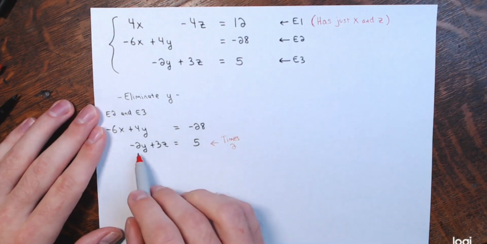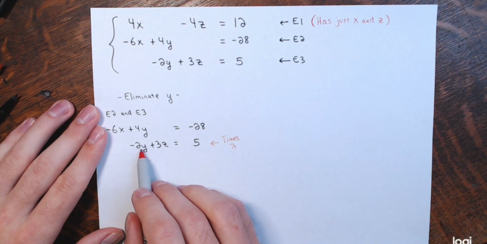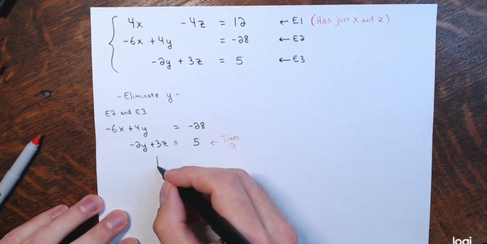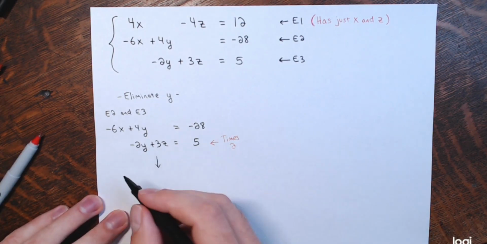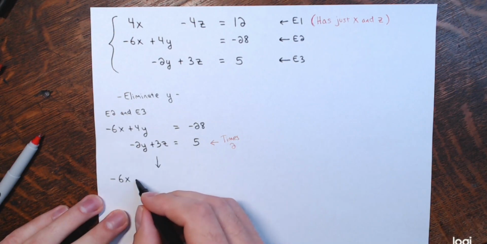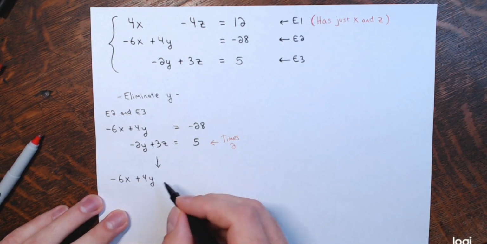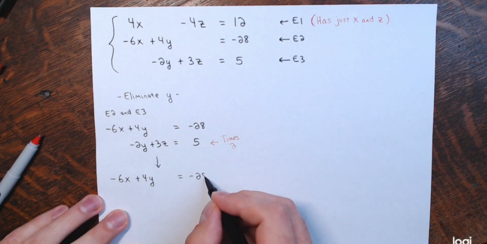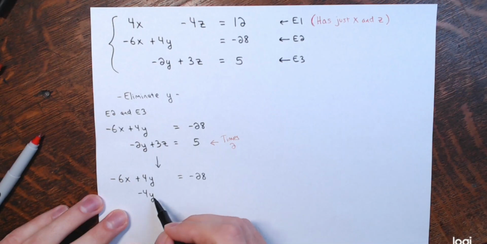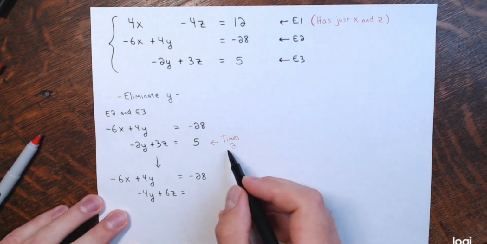If I multiply everything by 2, then I'll have negative 4y here, positive 4y there, and then we can add the equations to eliminate y. Alright, so after multiplying that equation by 2, this top equation stays the same, negative 6x plus 4y equals negative 28. And this bottom equation becomes negative 4y plus 6z equals 10.